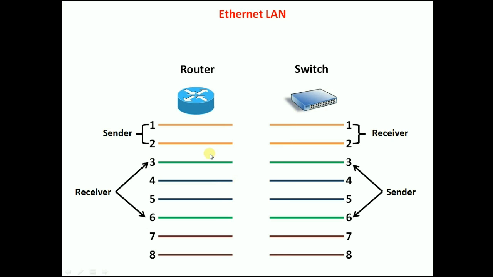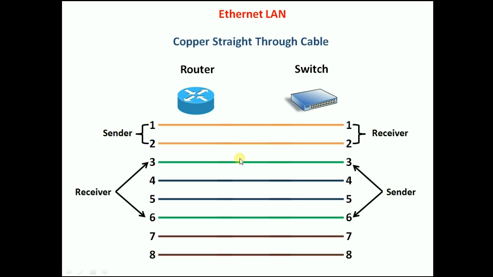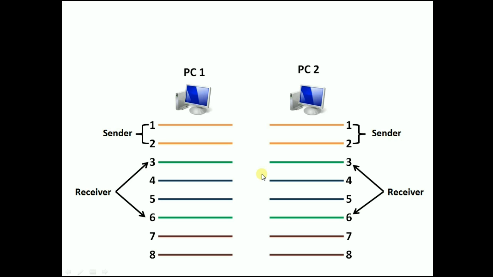Now let us consider the routers and switch. Here also the pin configuration is same. So we can connect the corresponding pins by using copper straight through cable, and simultaneous data transfer is possible in this case.